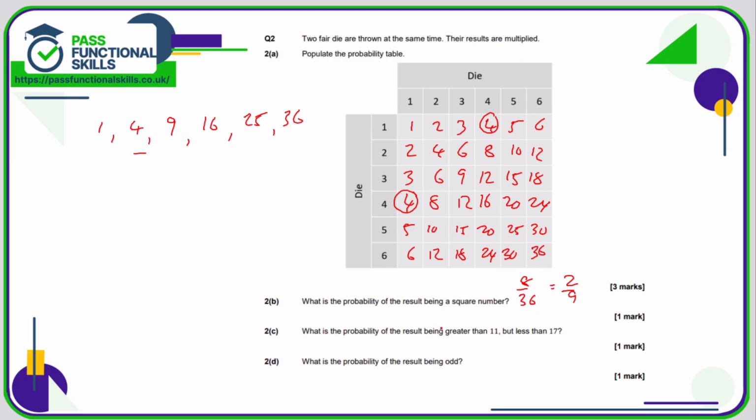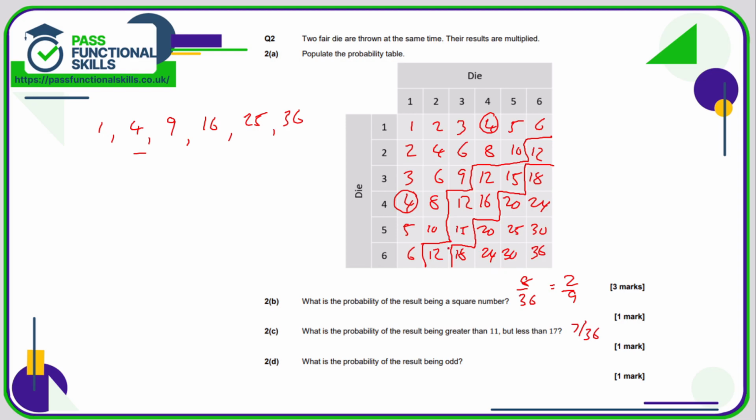What is the probability that the result is greater than 11? So the ones that are greater than 11 are contained here, but less than 17. So less than 17 are these ones in here. So that's 1, 2, 3, 4, 5, 6, 7 out of the 36.